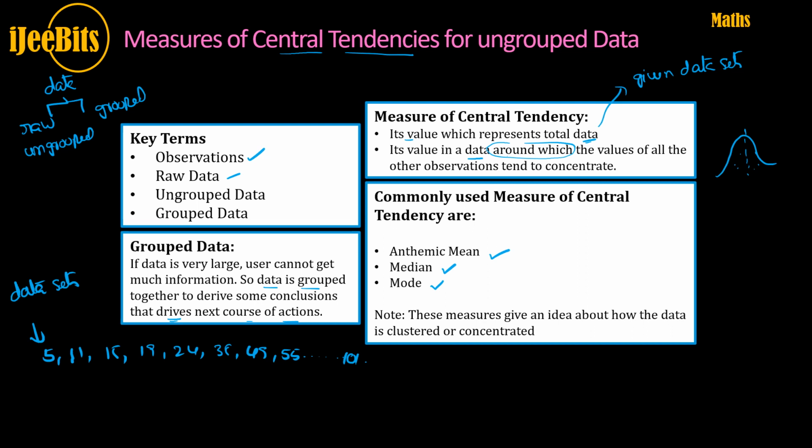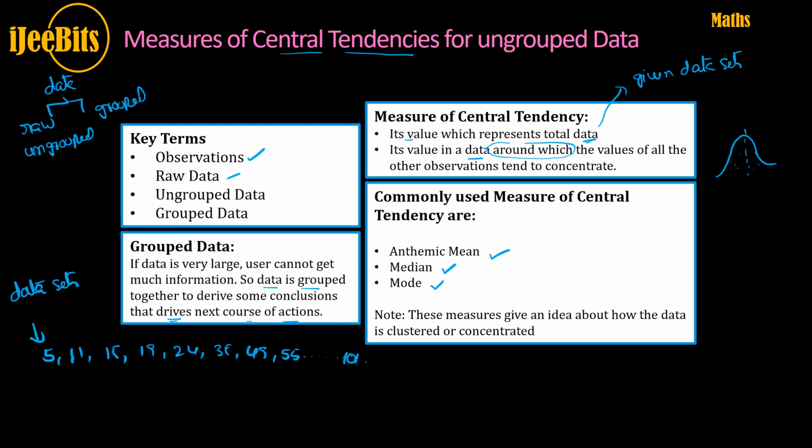These measures give an idea about how the data is clustered or concentrated. Sometimes data may be very near the mean, in and around the mean. Sometimes a certain portion of the data may extend towards the right or towards the left, which we call data skewing, left skewing, right skewing. We will see that in upcoming topics. Are you clear?